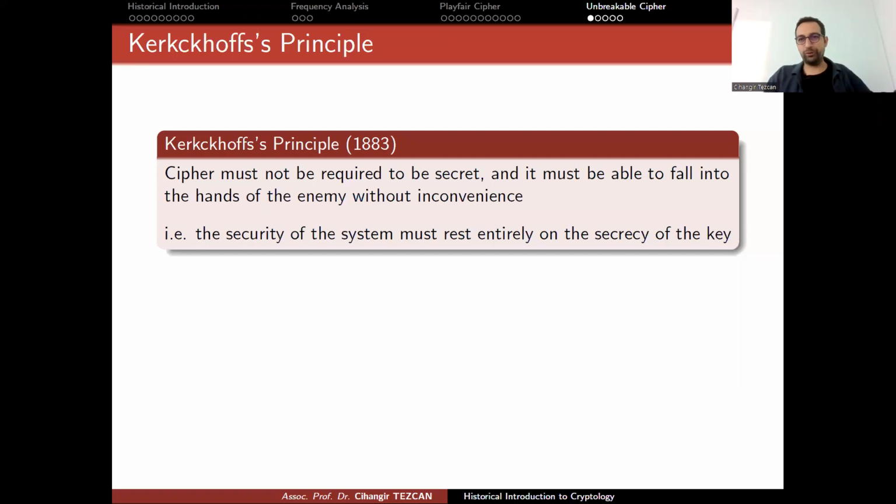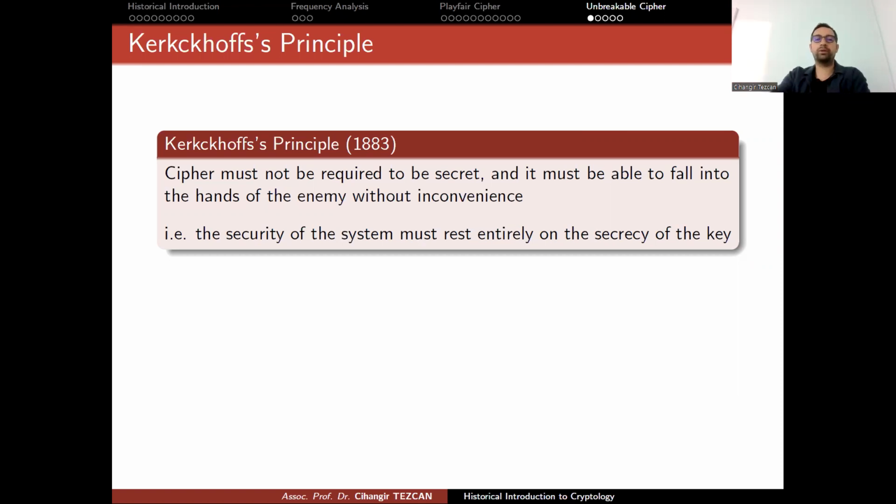All right. So now our topic is unbreakable cipher, because everybody who hears about cryptography or encryption algorithms wants to create something unbreakable. And they always ask if it is possible to create something unbreakable. And the answer is yes. Actually, we have an algorithm called one-time pad, or sometimes called randomness cipher. So if you use it, it is unbreakable.